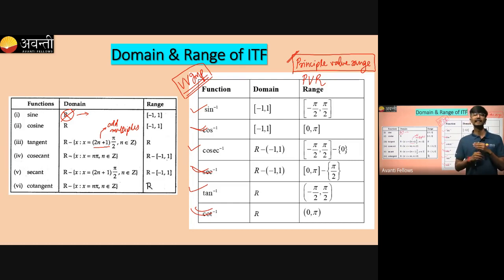Now let's again go for the PVR of cos inverse. So the PVR of cos inverse is from 0 to pi. From 0 to pi. Now if I know the cos inverse PVR, then which other inverse trigonometric functions do I know? Sec inverse and cot inverse. Sec inverse and cot inverse also have their PVR from 0 to pi.